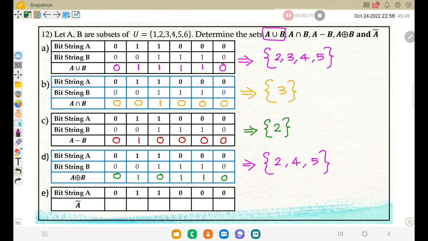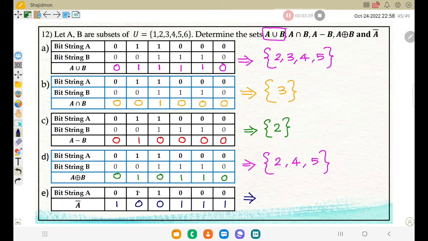Now A complement. What is the meaning? Complement of a set. Complement means just the opposite. For example, 0 complement is 1. 1 complement is 0. 1 complement 0. 0 complement 1. 0 complement 1. 0 complement here also 1. So we can write the answer here.